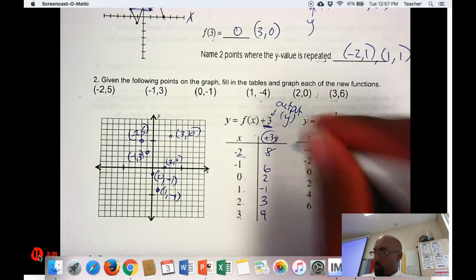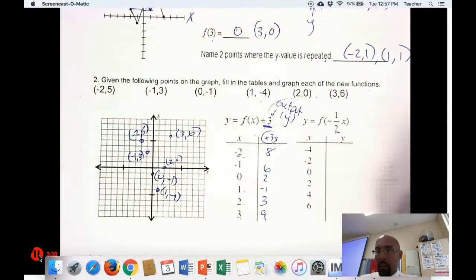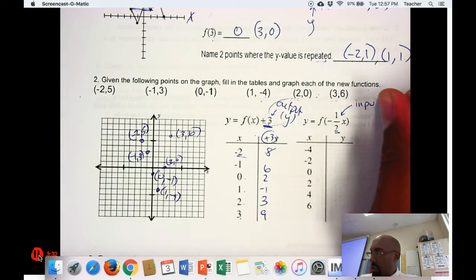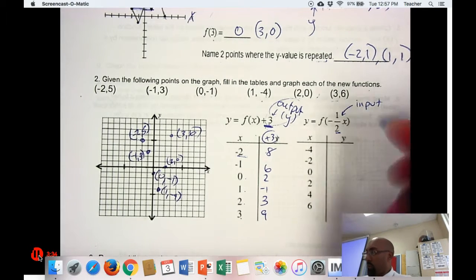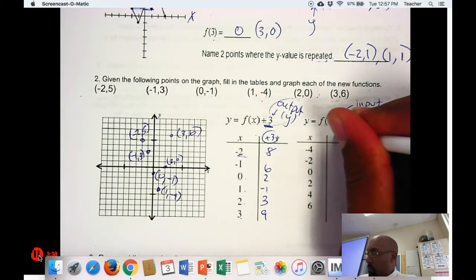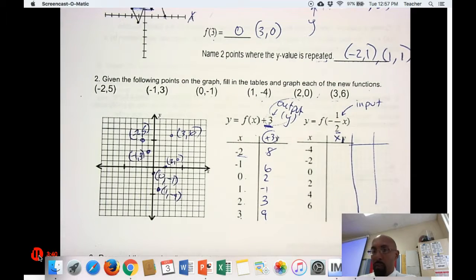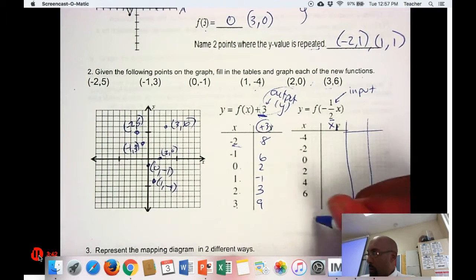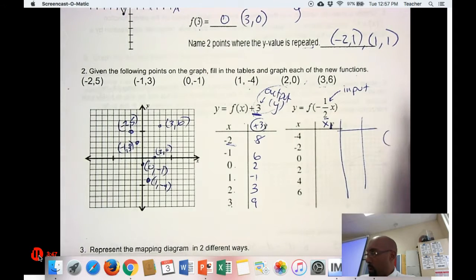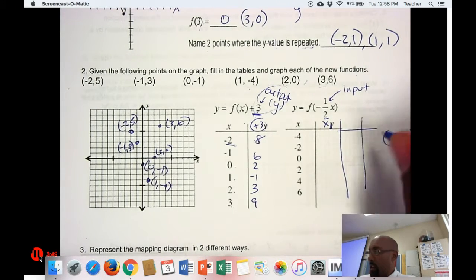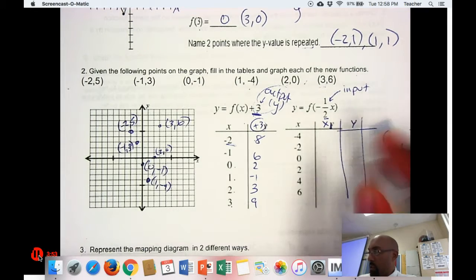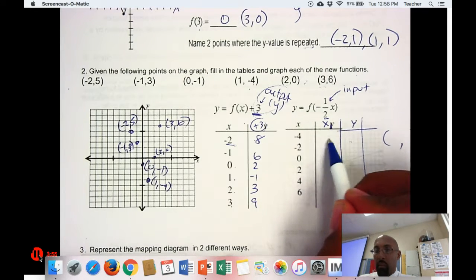Now this was outside, this changes inside. This changes the input. So what you first need to do, and like I've been doing in class, is make another column for the input. Now just remember that your x for each coordinate is going to be this first number, and then your y is going to be this number. But first we need to come up with a new input.